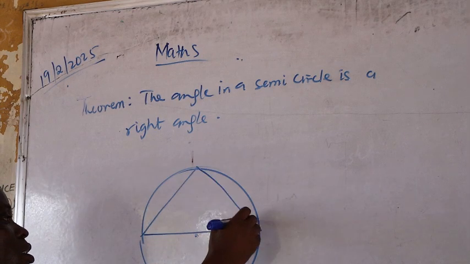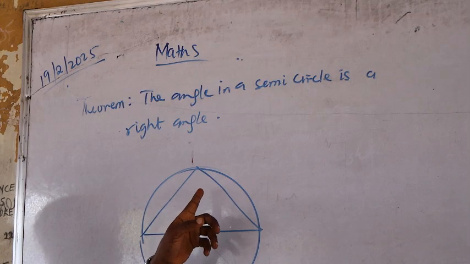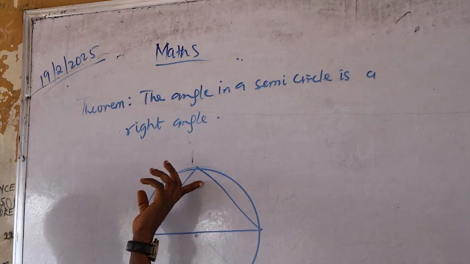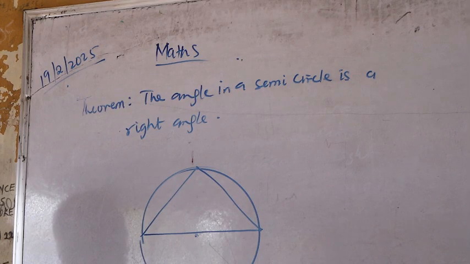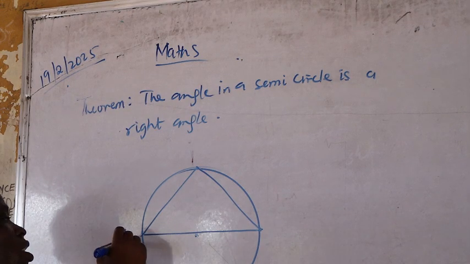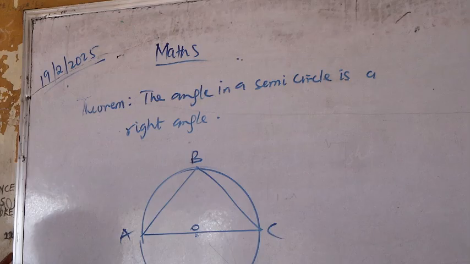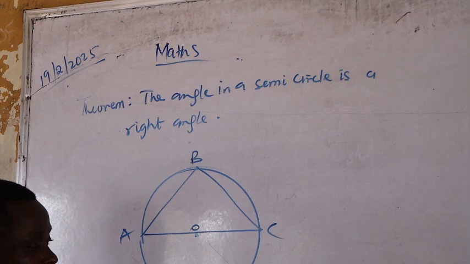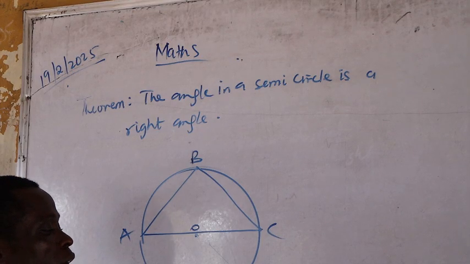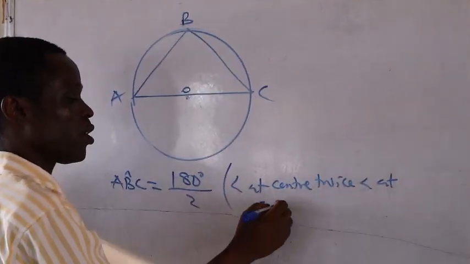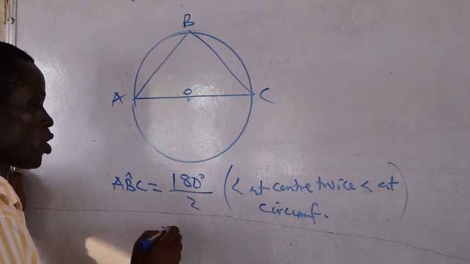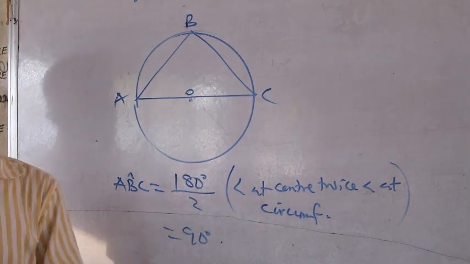Now let's have this. This is the angle at circumference, and I want to prove the reason why this angle is 90 degrees. I will still use angle at center twice angle at circumference. Let me label this as ABC, and the center is O. It means that for me to get angle ABC, it is equal to the angle at center, which is 180, the sum of angles on a straight line, 180 degrees all over 2. Reason: angle at center twice angle at circumference. Now we have this as 90 degrees. So that is how to do it.